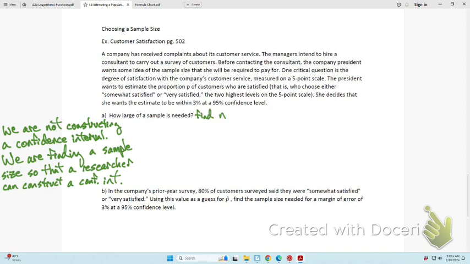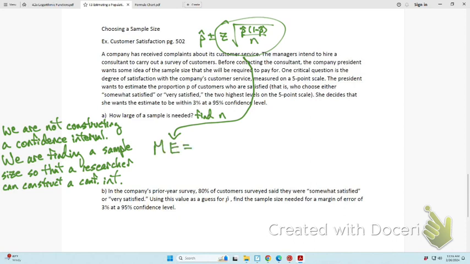So if I know my formula for a one prop z interval is this, then all I care about is the plus or minus part. I care about that, and I'm going to leave alone that p hat on the left of that interval. So I know ME is z square root of p hat 1 minus p hat over n. And I need to fill in all the pieces and solve for n. All right?